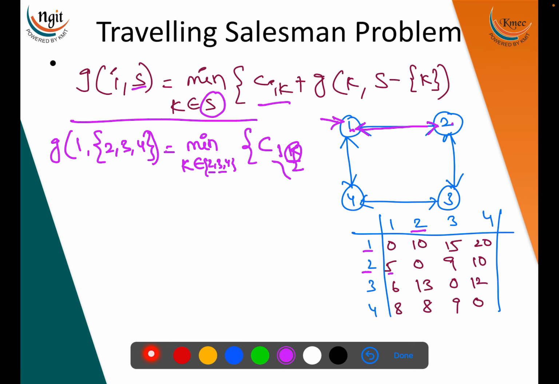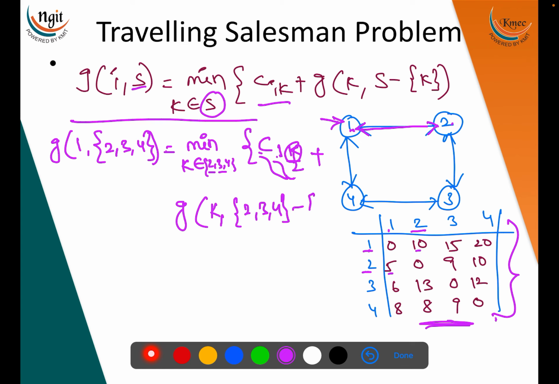So if it is 1, 2, for which 1, 2 are we asking? The cost from this graph, the cost from this adjacency matrix. If it is C12, you can take the C12 value as 10. Now G of K comma S, which means 2, 3, 4 minus K. So this is the formula to calculate the cost of the tour, the cost in each stage.